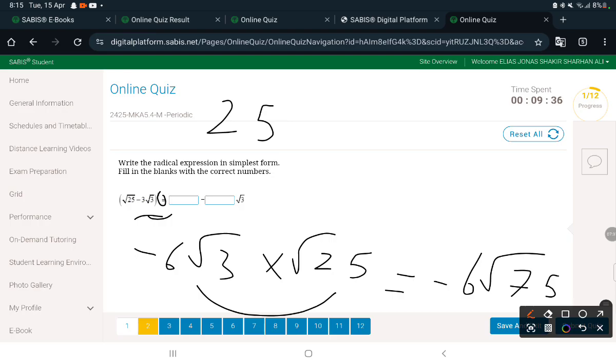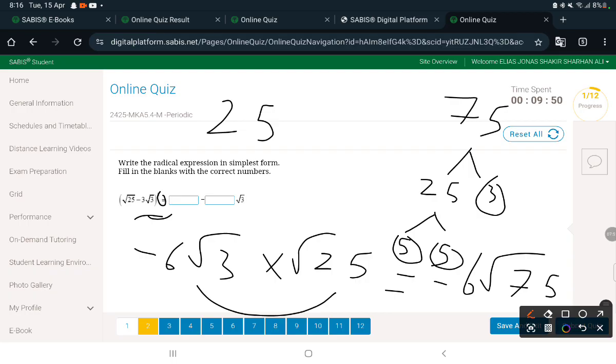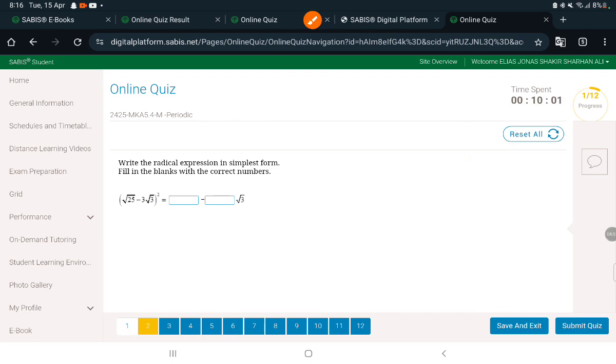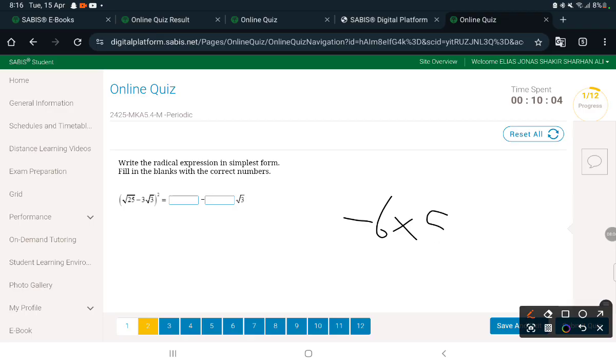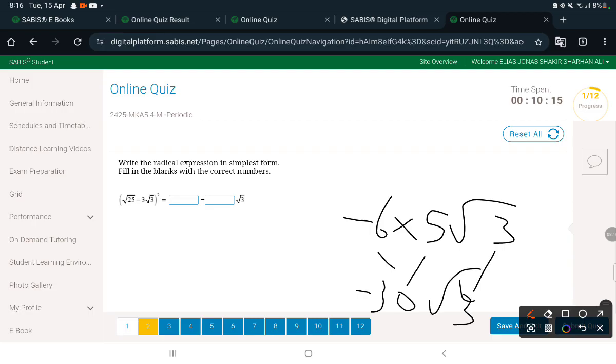Okay, so 75, we're going to need to prime factorize that. That is going to be 25 and 3, 5 and 5. So it's going to be 5 squared multiplied by 3. So you take a 5 to the outside. So you're going to have minus 6 multiplied by 5 and then radical 3 on the inside. Minus 6 multiplied by 5 is going to be minus 30. So your final answer is going to be minus 30 radical 3.